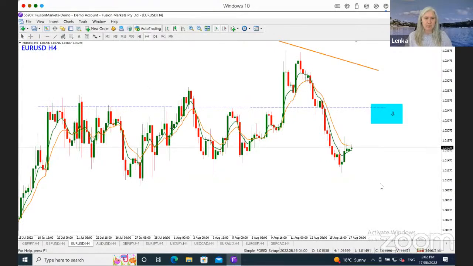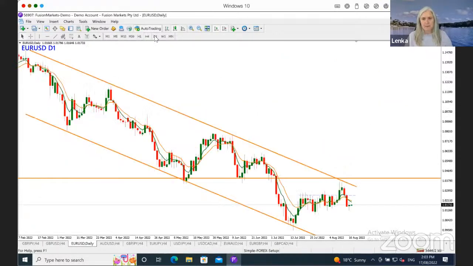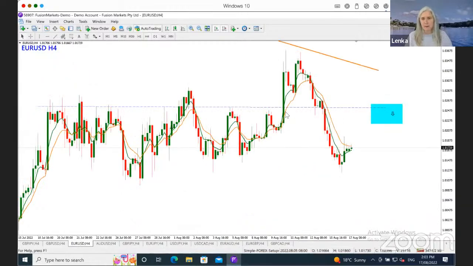Next currency pair I'm looking at is Euro USD, and Euro USD I'm looking for short. So on the daily, we're now underneath the previous level of support, now retesting as a level of resistance. The trend is still downwards, so I'm still looking for short opportunities. I would like to see the price action pull up a little bit to the previous highs, and then looking for short.